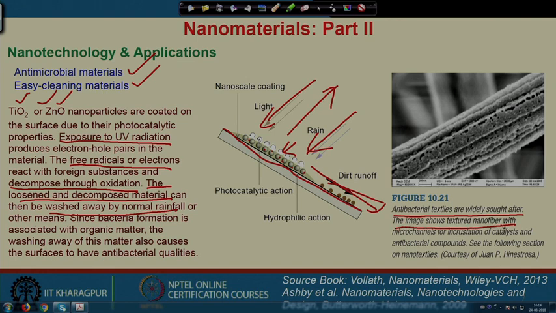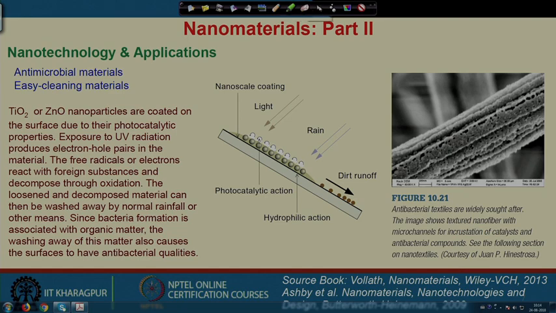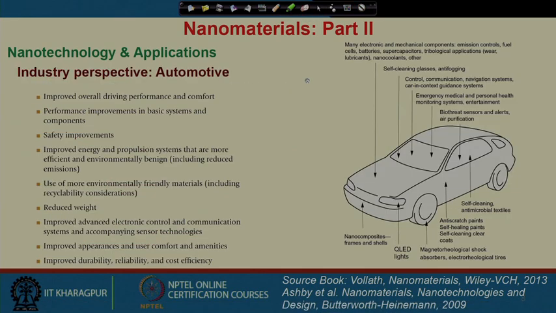This is an image of a textured nanofiber. You can see the length scale of 200 nanometers, where catalyst and antimicrobial compounds can be sprayed on the surface, so that it can provide those kinds of features. This is another interesting thing.